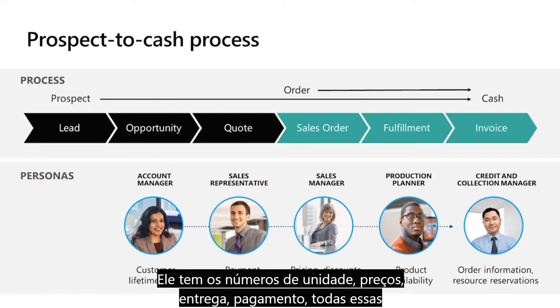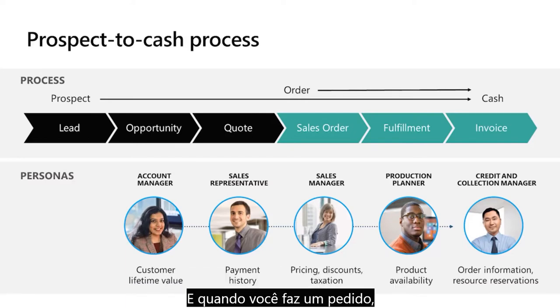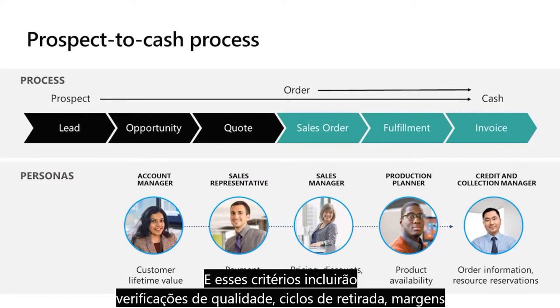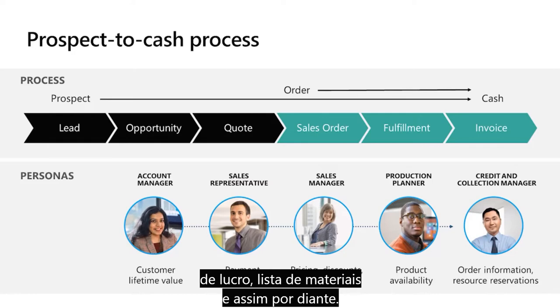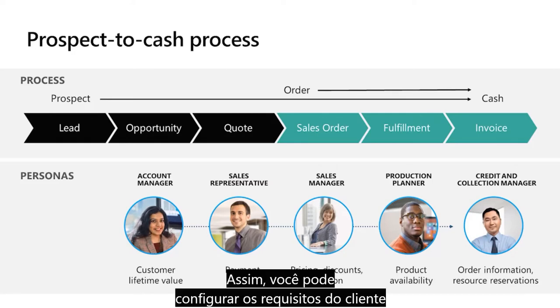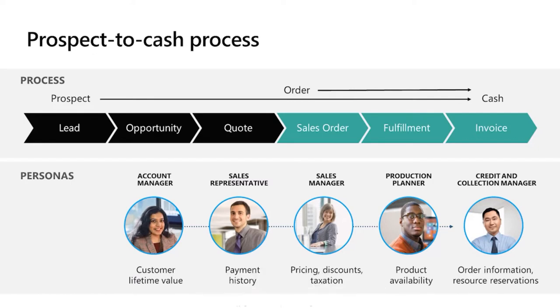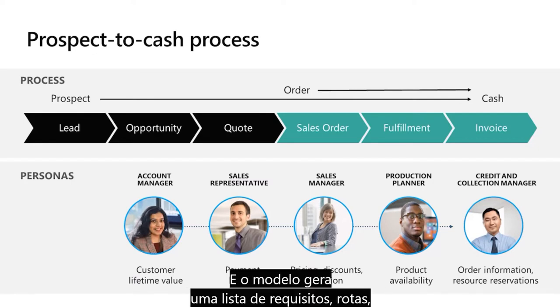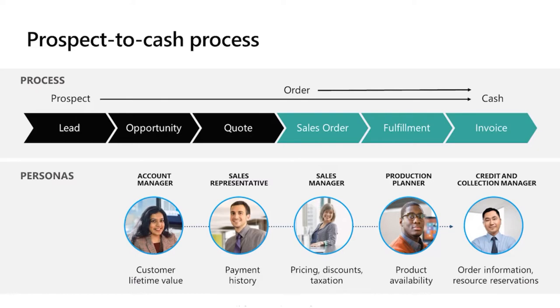Now, every sales order is really important because it includes some very specific data that you need. It has the unit numbers, pricing, delivery, payment, all of that information. And when you place an order, it needs to meet your operational criteria. And that criteria is going to include quality checks, picking cycles, profit margins, bill of materials, and so on. So you're able to configure customer requirements and product attributes during the sales process. And the model generates a list of requirements, routes, materials, all of that automatically.